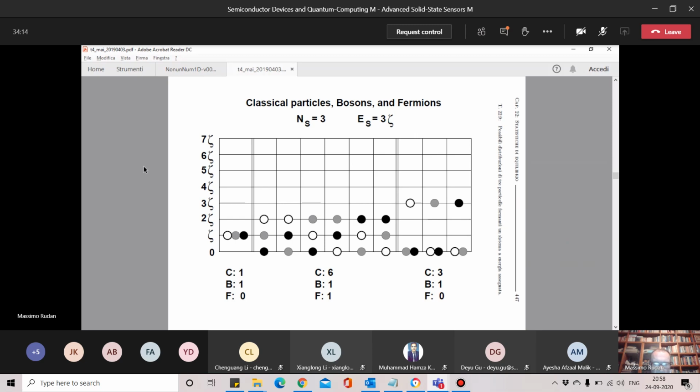So you can see at the bottom of the figure, C equal to 1, 6, or 3 describes the combinations of the particles in the classical case. So C stands for classical. In the second line, B equal to 1, B equal to 1, B equal to 1 describes the case of the quantum particles of the family of bosons. So B stands for bosons.